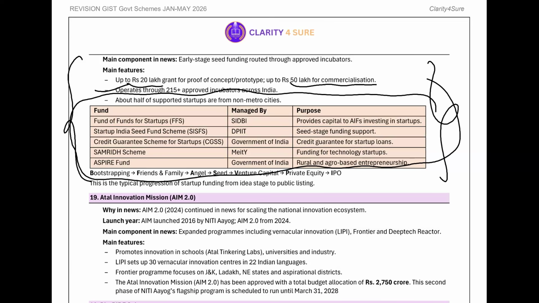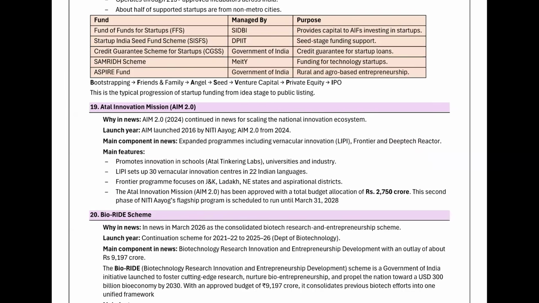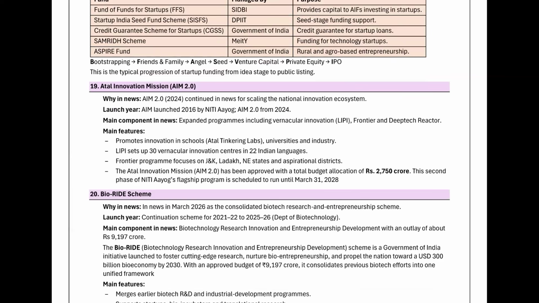So please try to understand. Now the next scheme is Atal Innovation Mission, that is AIM 2.0. Why is it in the news? Very small, I am not going to teach you in detail. The agency which is controlling it is Niti Aayog. Remember that much. And the key points, why it came in the news: Atal Tinkering Labs. It has been providing an innovation ecosystem, deep tech focus, vernacular innovation system.